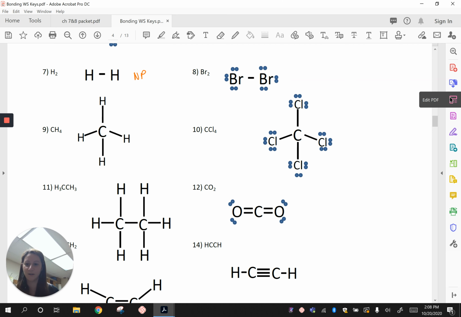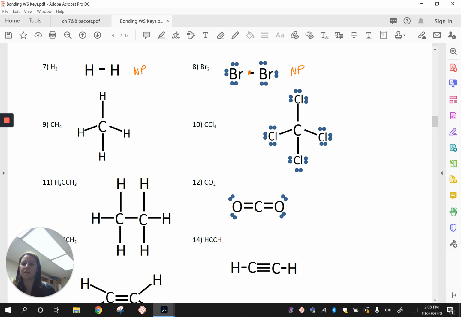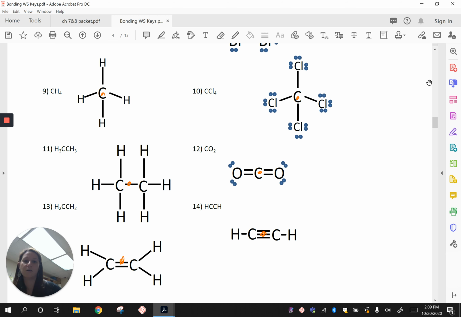Br2, same thing, non-polar. If you look at the center, everything around is the same. Same thing with this one, and this one, and this one. All of these right here are non-polar, because if you look at the center of the molecule, everything around is the same. Top is the same as the bottom, left is the same as the right, and so these would all be non-polar.